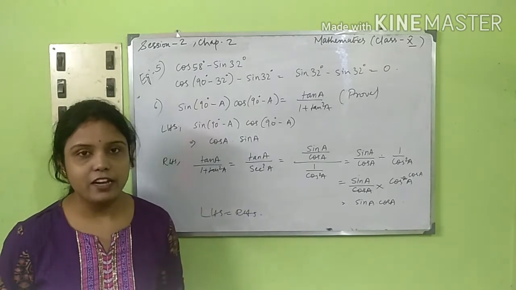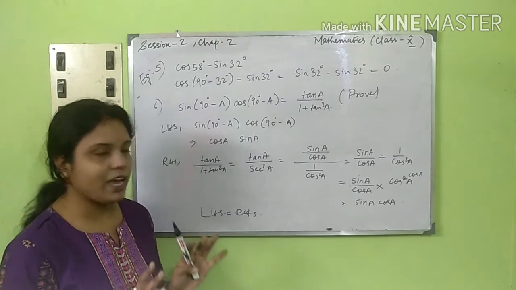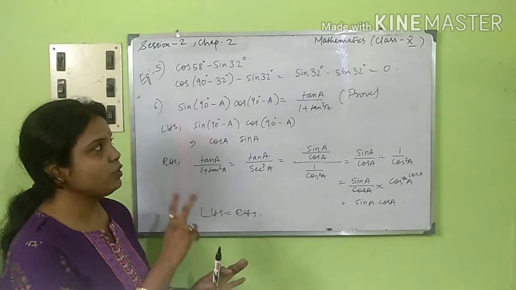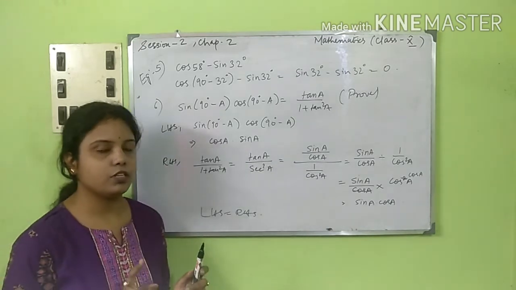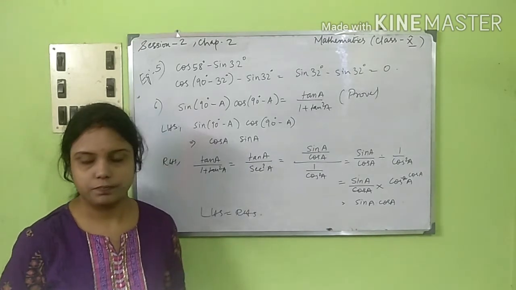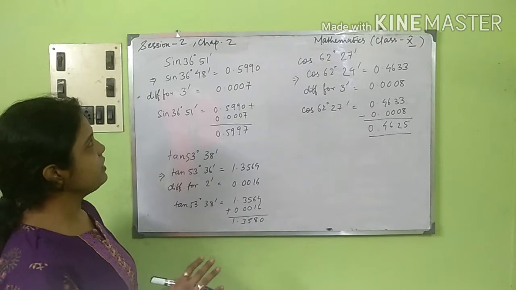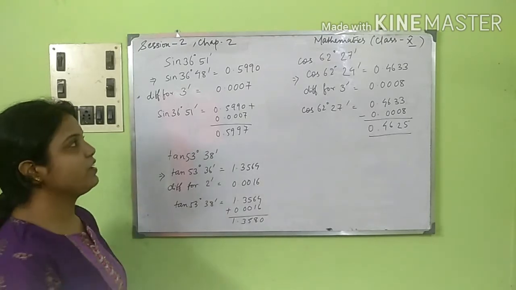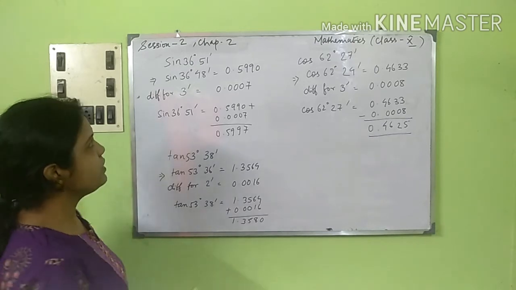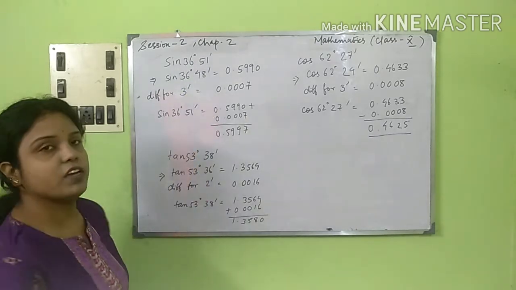Okay, so from that we will get some values. Choosing those things, we will be solving some of the questions here. Right now I'll be showing you the page where you can get it. Now I have done 3 sums here, taking different angles: sine values, cos value and tan value. So the first one is sine 36 degree 51 minutes.